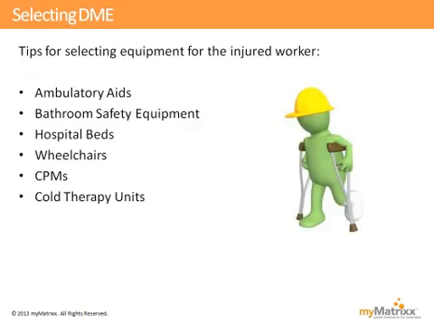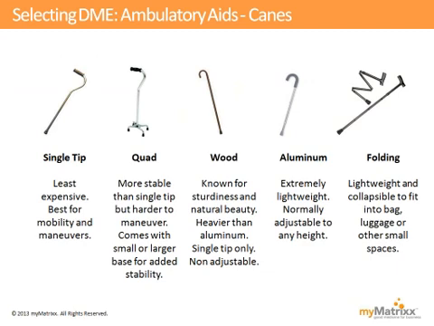So just a brief overview for selecting DME. We'll walk through ambulatory aids, bathroom safety, hospital beds, wheelchairs, CPMs, and cold therapy quickly. So all of these products shown here, these canes, they're all billed under an E0100 HCPCS code, except for the quad cane. Quad cane would be billed under an E0105.